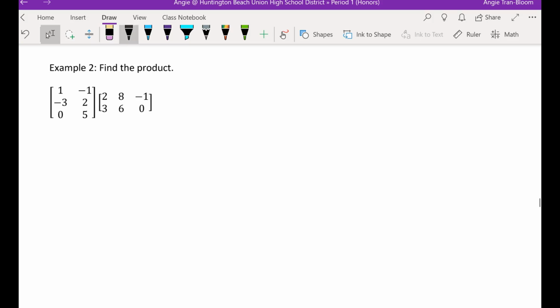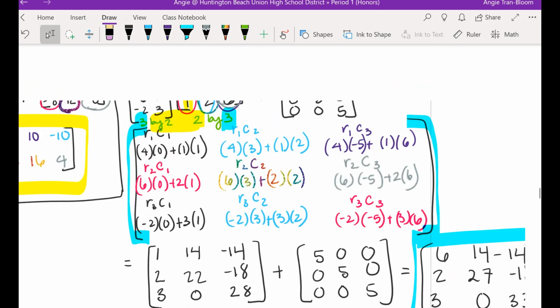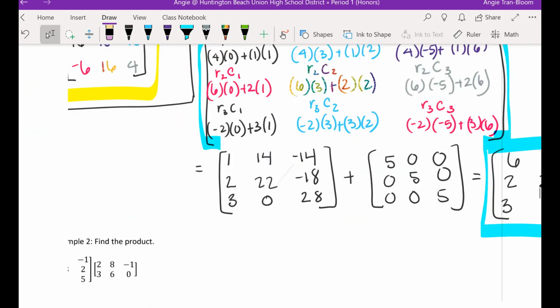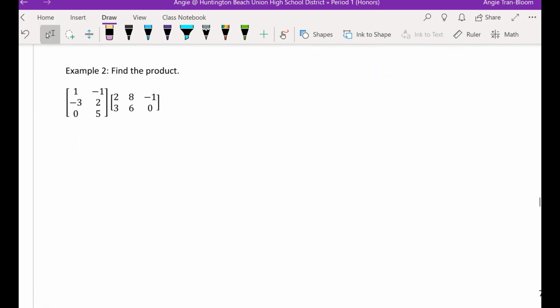Hey guys, all right, so this is example 2 in 11.4. This one says find the product. Remember the previous example, we did on B, we did a lot, right? We multiplied two matrices and then we added another one. So this one is a simpler version of example 1B. It says find the product, that means first I need to check to see if you can multiply these.